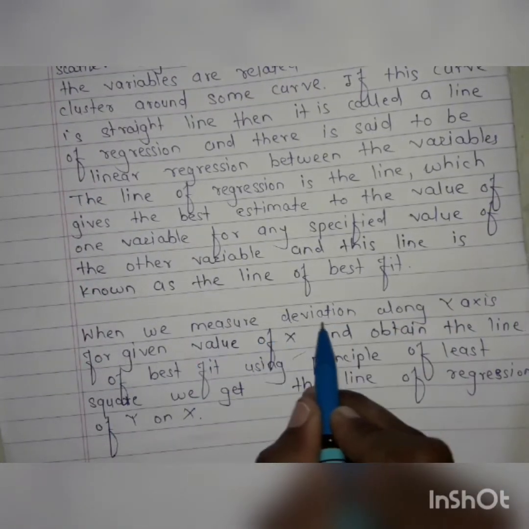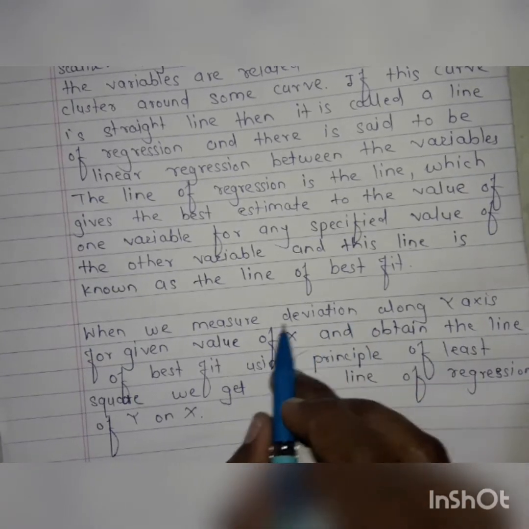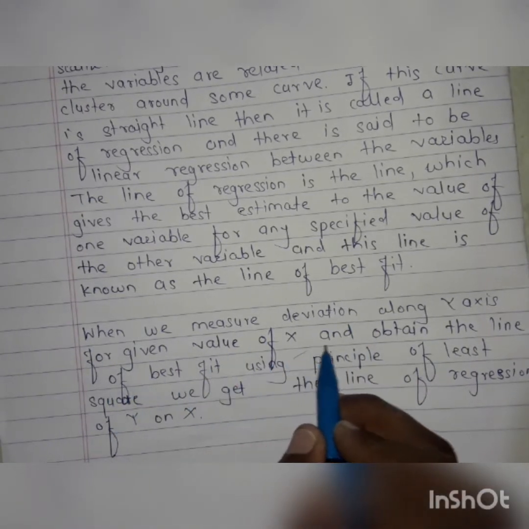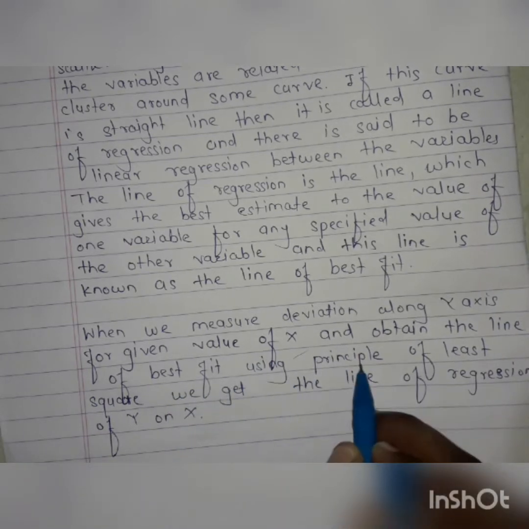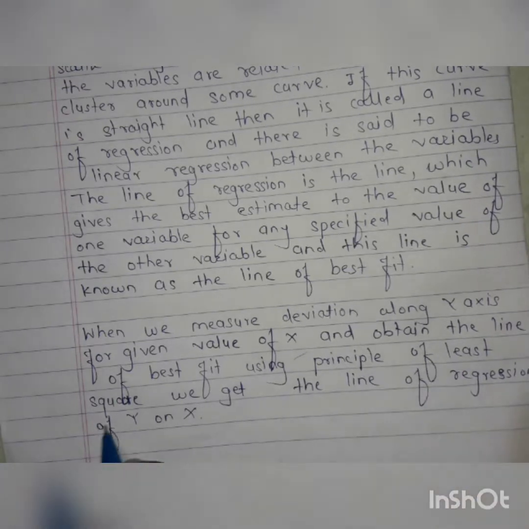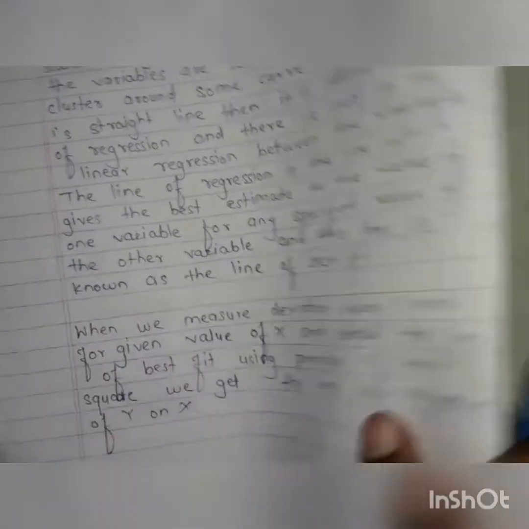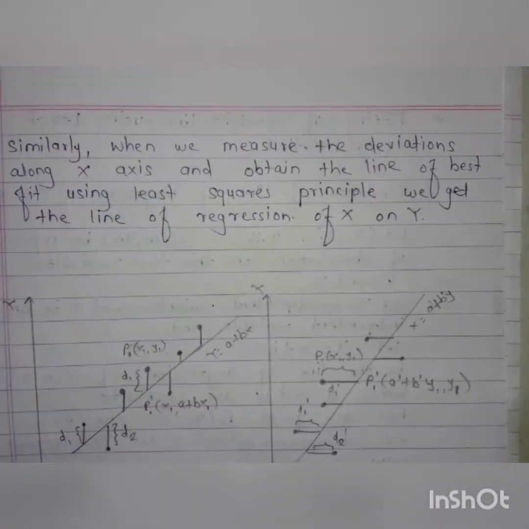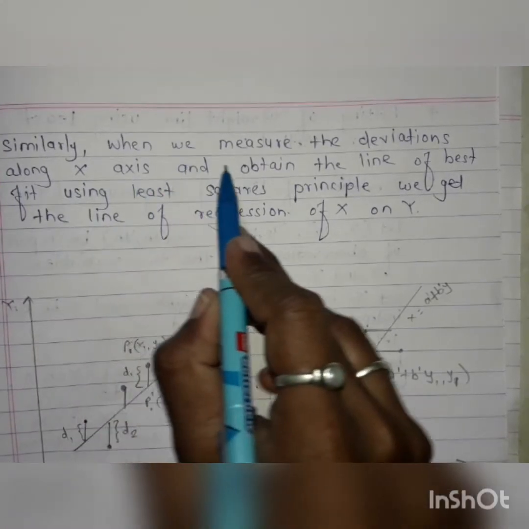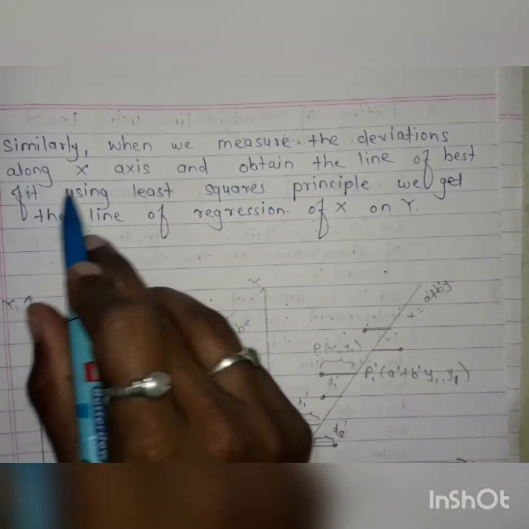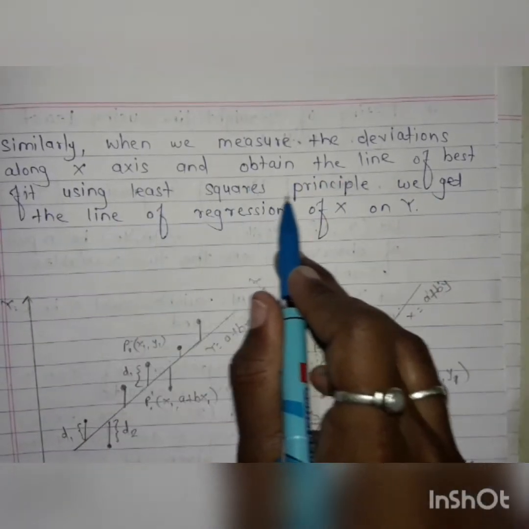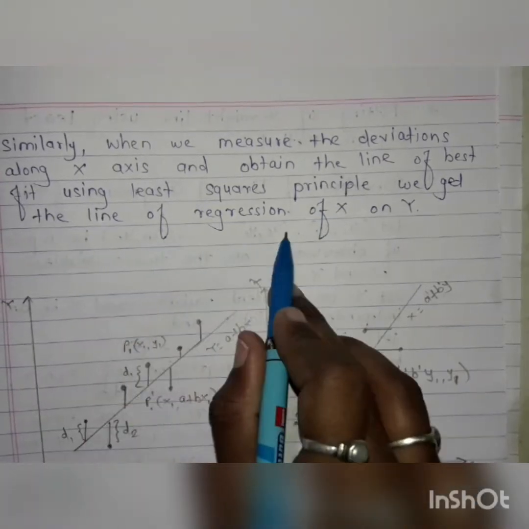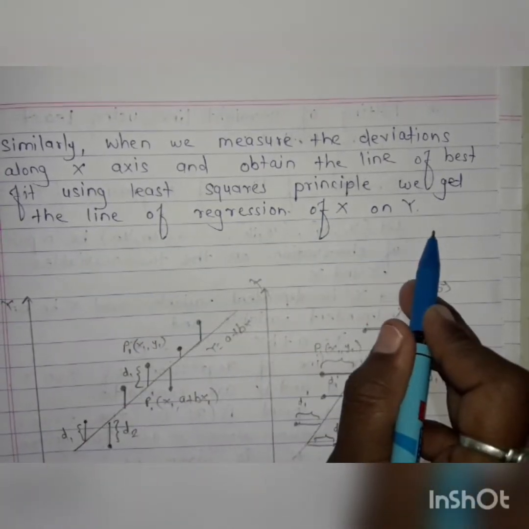When we measure deviation along the y-axis for a given value of the x-axis and obtain the line of best fit using the principle of least squares, we get the line of regression of capital Y on capital X. Similarly, when we measure the deviations along the x-axis and obtain the line of best fit using the least squares principle, we get the line of regression of X on Y.